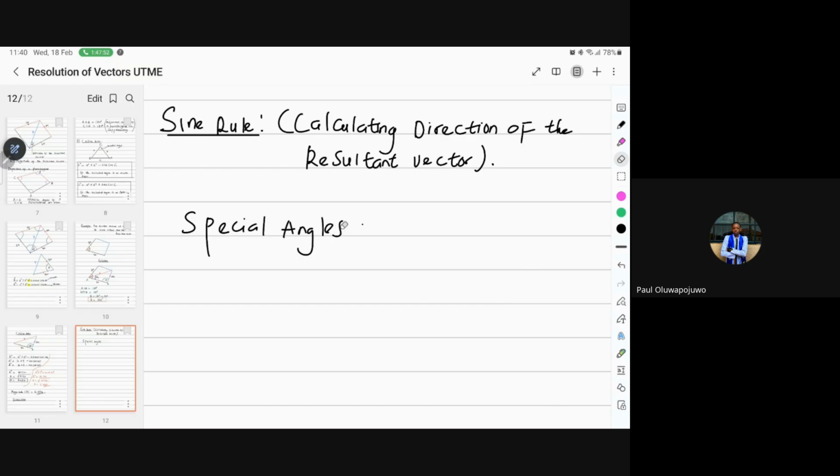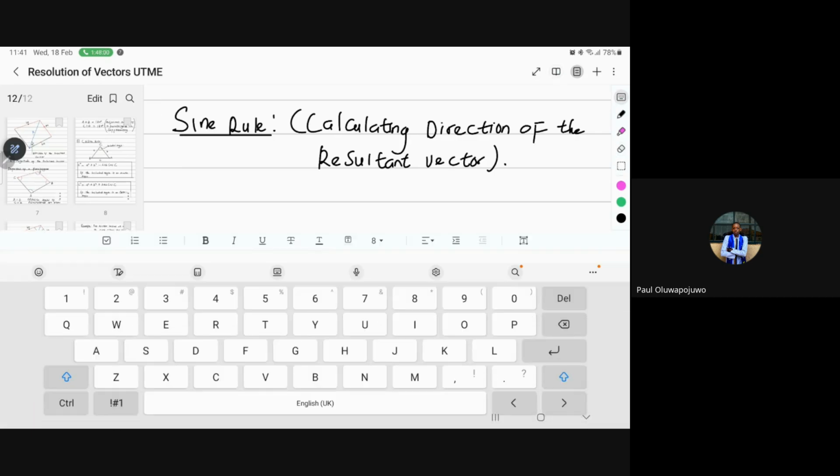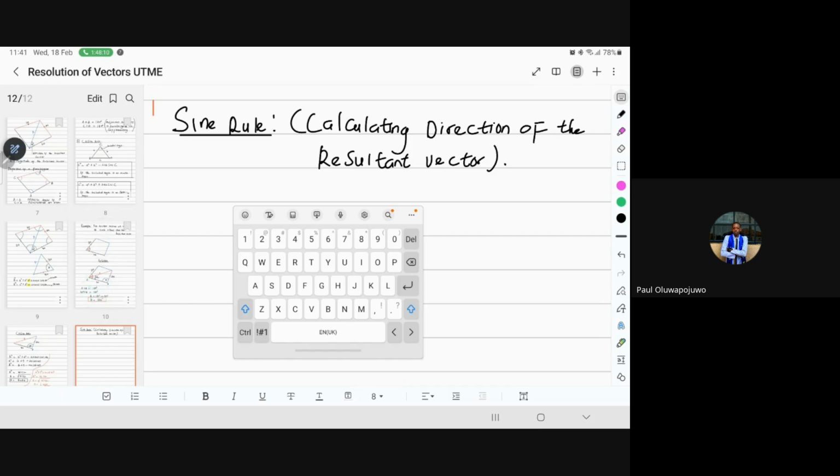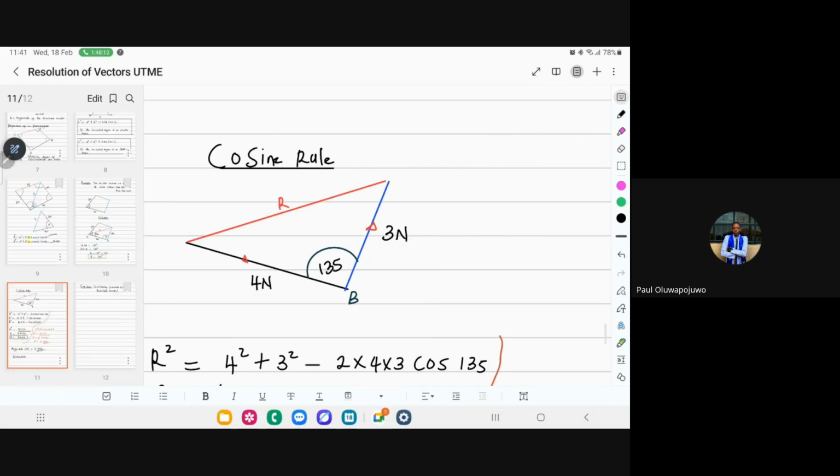So, calculating the direction of the resultant vector. I'm just trying to give you a heads up of how the whole thing looks. Now, how do you calculate the direction of the resultant? The angle they will give you will be easier, because the ones I'm solving are more technical. It makes your whole work easier, so you can use your special angles for it.